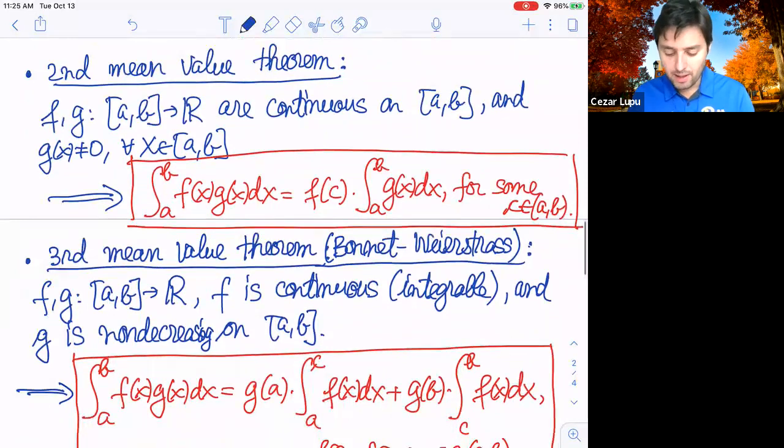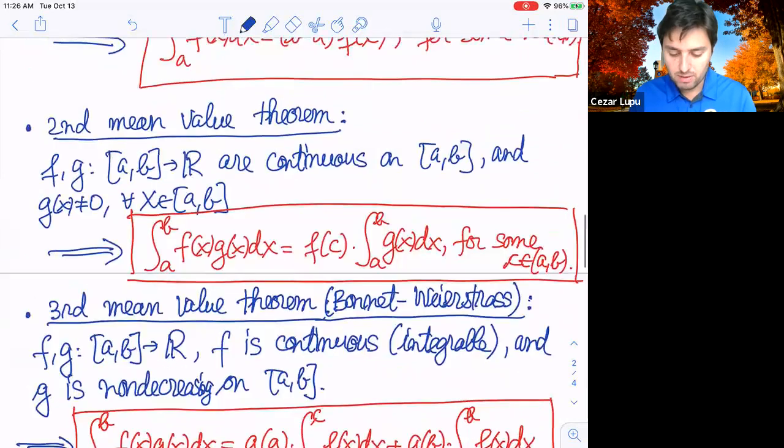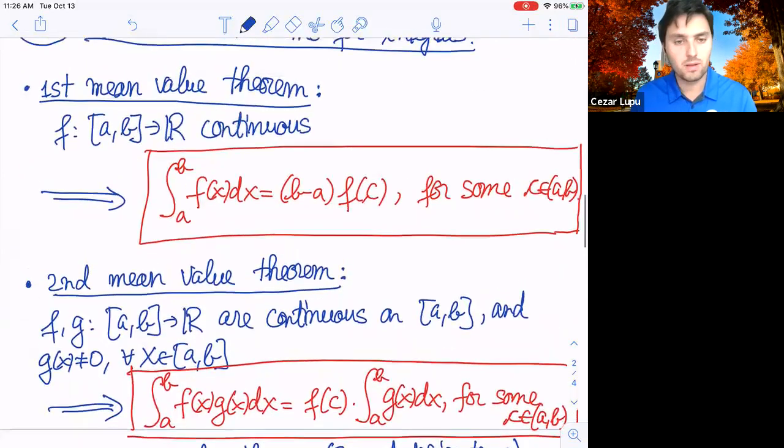But anyway, I classify them in this way, and I would like to make one small comment. As you can see, the first mean value theorem follows immediately from the second mean value theorem. I think that's obvious. You just have to take G to be the constant function 1, and then there you go.